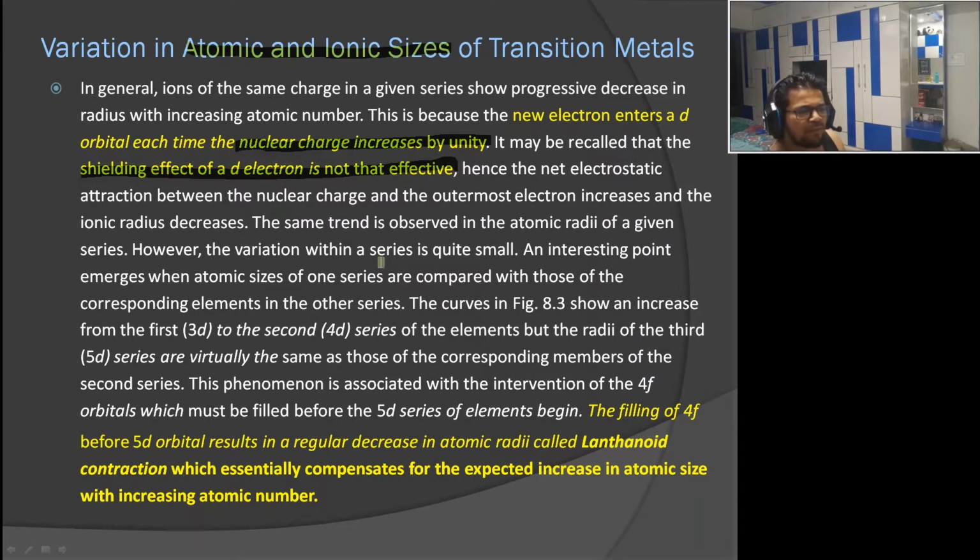Now what is it trying to say? An interesting point emerges: atomic sizes of a series are compared with those of the corresponding elements of the other series. The curve shows an increase from the first 3d to the second 4d, but observe this point very clearly: the radii of the third, that's the 5d series, are virtually the same as that of the corresponding members of the second series. So what is it trying to say? That as one goes down the group, size is increasing. So 3d, 4d, 5d. 5d size should have been more than 4d because it's down the group. But 5d size is similar to that of the 4d.